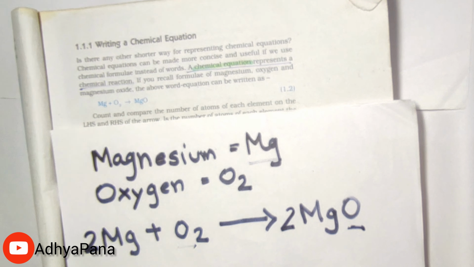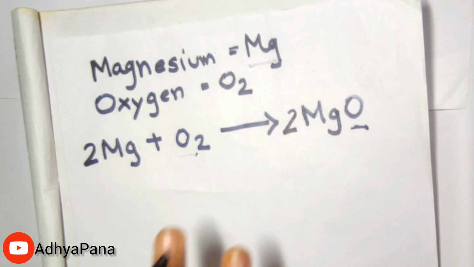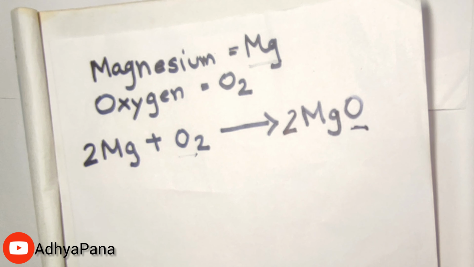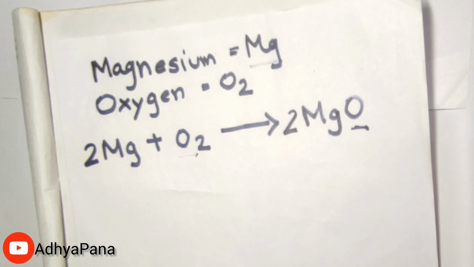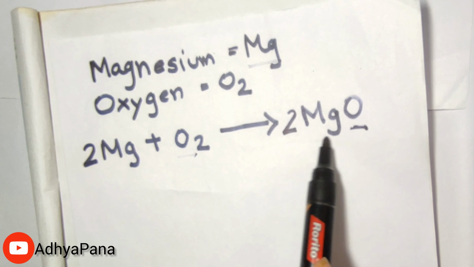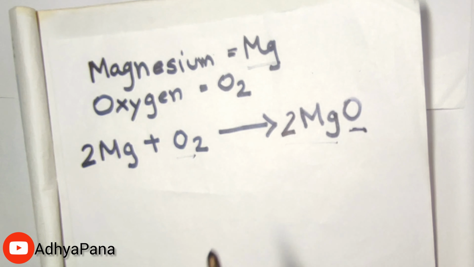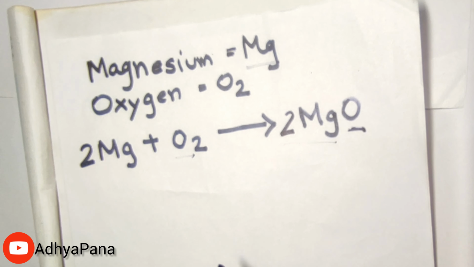What is a balanced chemical equation? In a balanced chemical equation, the total mass of reactants is equal to the total mass of products. We will learn more about this in the next part.